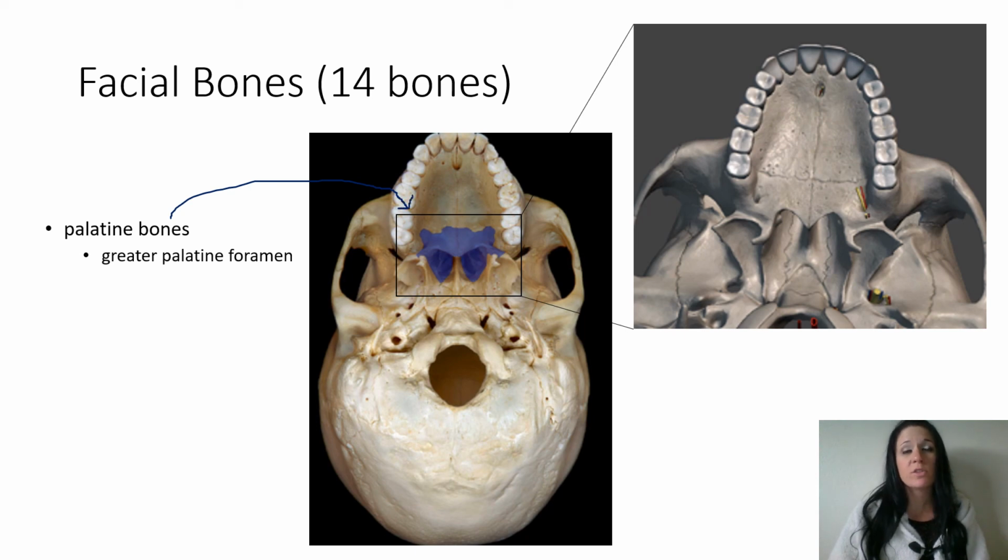And we have one structure to identify in the greater palatine bones, and that is the greater palatine foramen. And these are going to be on the lateral side of the bones, and they're just 2 little holes on the lateral side of the palatine bone. So you can see coming through here we have a nerve and an artery. So this is the greater palatine nerve and the greater palatine artery going through the greater palatine foramen.